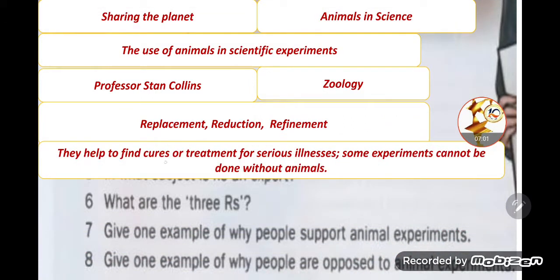إذا حكينا إنه they help to find cures or treatment for serious illnesses، و serious illnesses معناها إيش؟ الأمراض الخطيرة. إذا هم بيساعدوا على إنهم يوجدوا علاجات وعقارات وإلى آخره للأمراض الخطيرة. و some of these experiments بعض هاي التجارب cannot be done without animals، صعب إنه يقوموا فيها من دون استخدام الحيوانات فيها. خلينا ننتبه لنمبر 8 واللي بطلب منا one example why people are opposed to animal experiments.